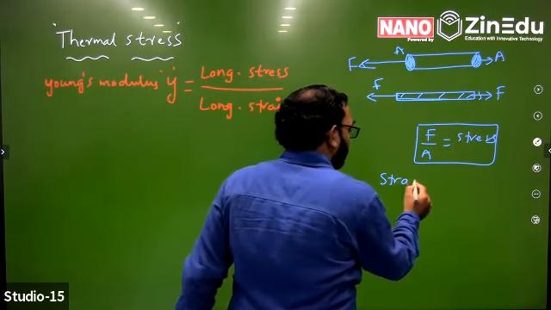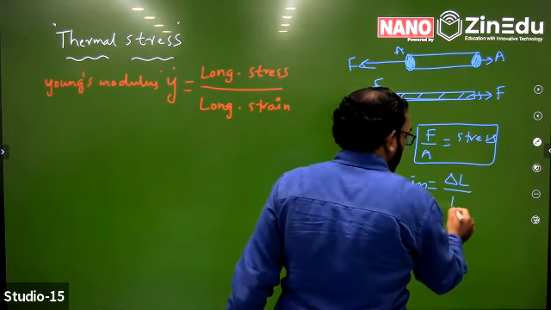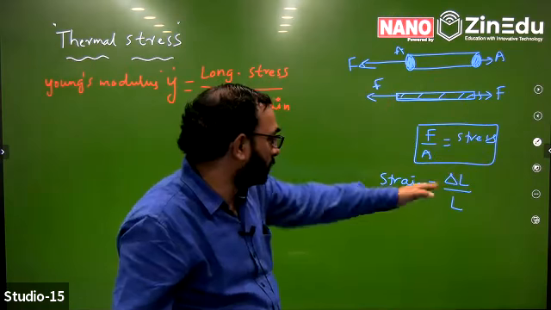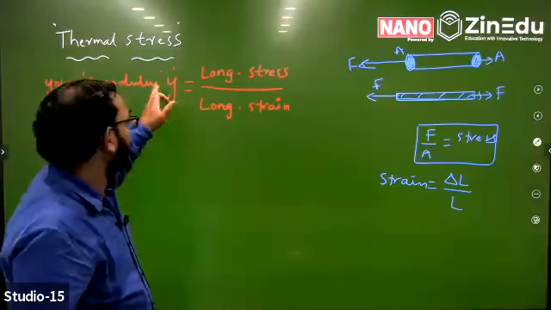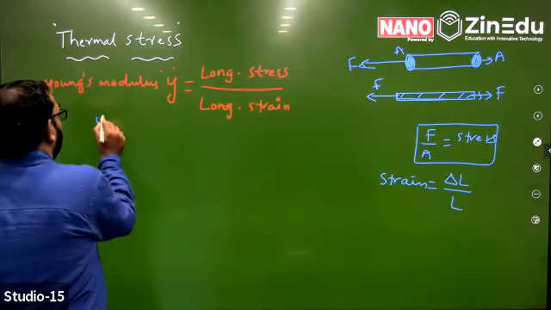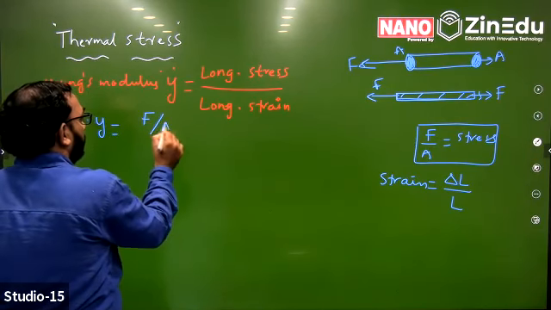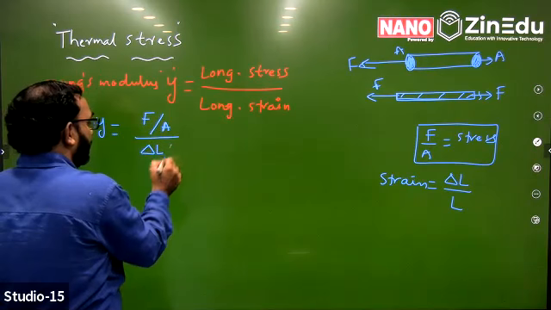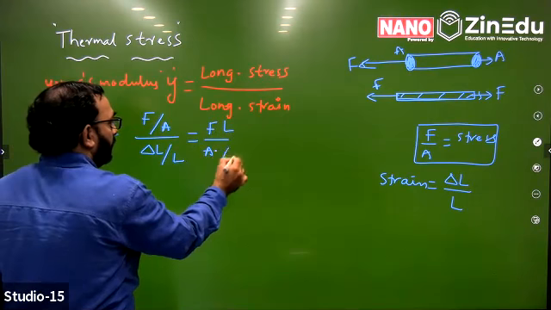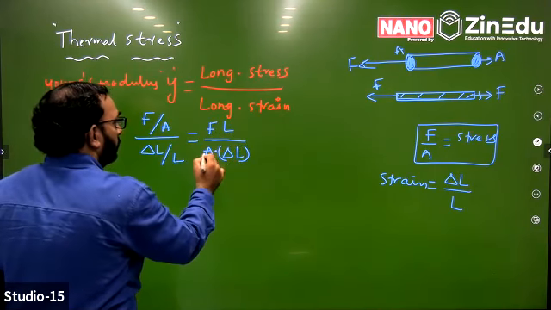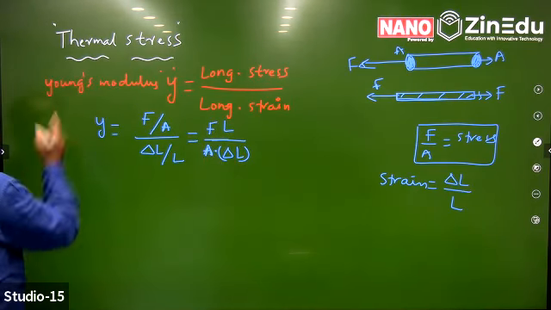Strain means the change in length of the rod divided by the original length of the rod. Change in length by original length is called strain. If you divide these two, you will get the Young's modulus. So Young's modulus is longitudinal stress, that is force by area, divided by longitudinal strain, that is delta L by L. We can write it as FL by A into delta L. Delta L is the elongation, A is the area of cross section. This is the Young's modulus. Now, coming to the thermal stress.